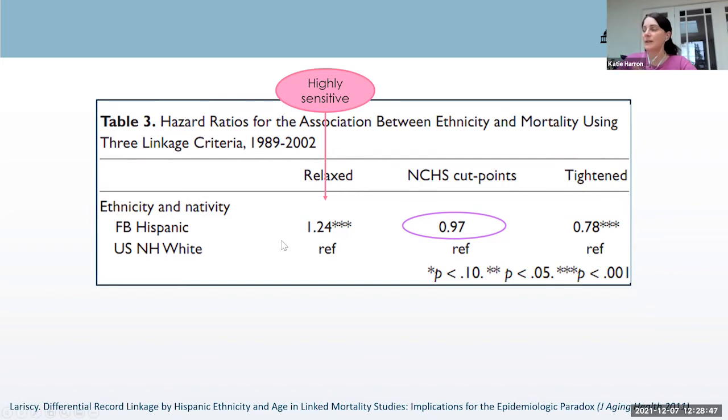But then conversely, when they tightened the linkage criteria and had a more conservative approach, the hazard ratio was significant in the opposite direction. So this just demonstrates that linkage errors can really have an important impact on the inferences that we draw from linked data.